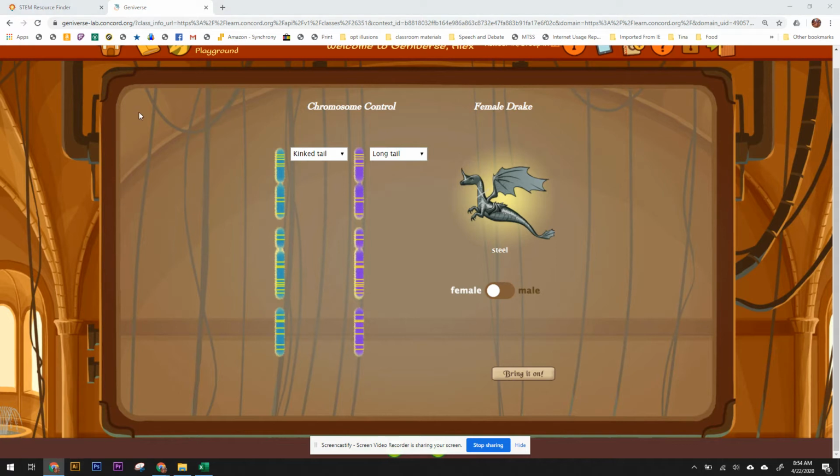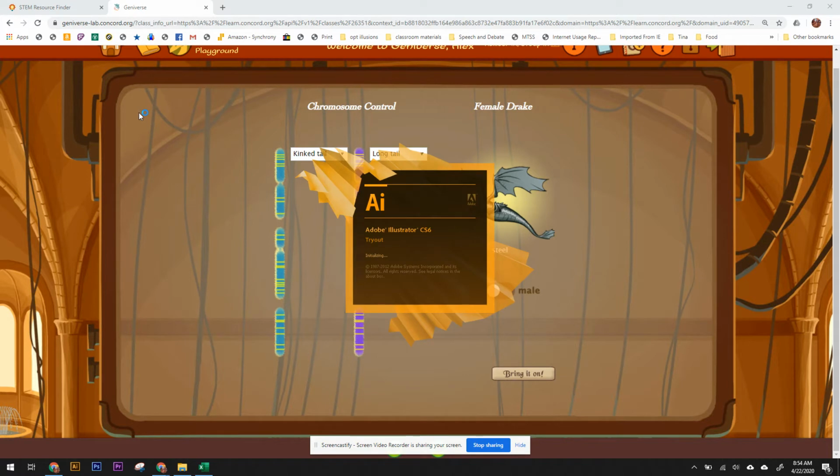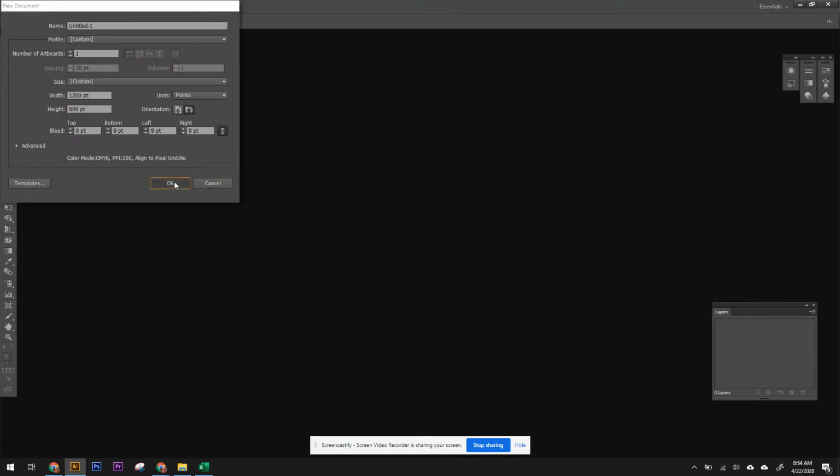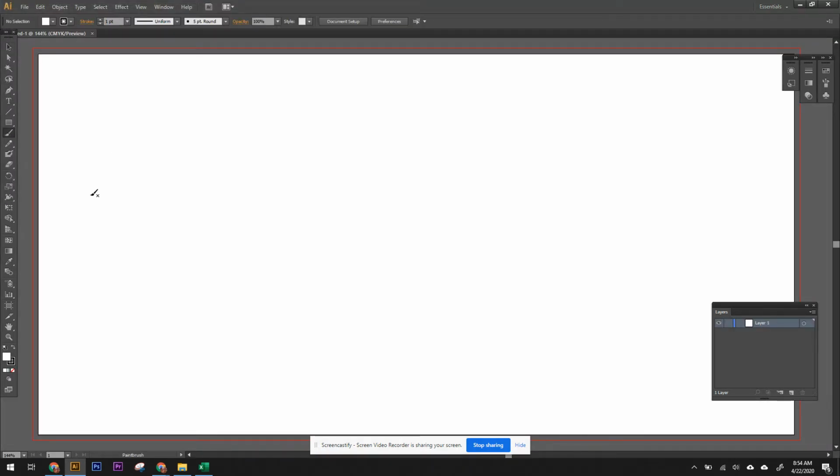Okay, so let me get some notes taken here so that we can help make sense of these three alleles and the way that they interact. Okay, so we know that long is the most dominant trait, and then kinked, and then short.